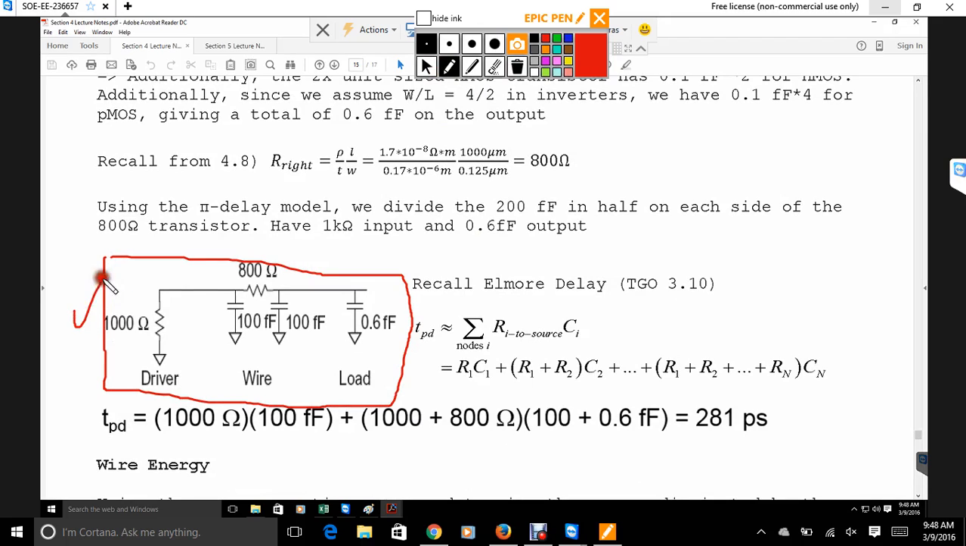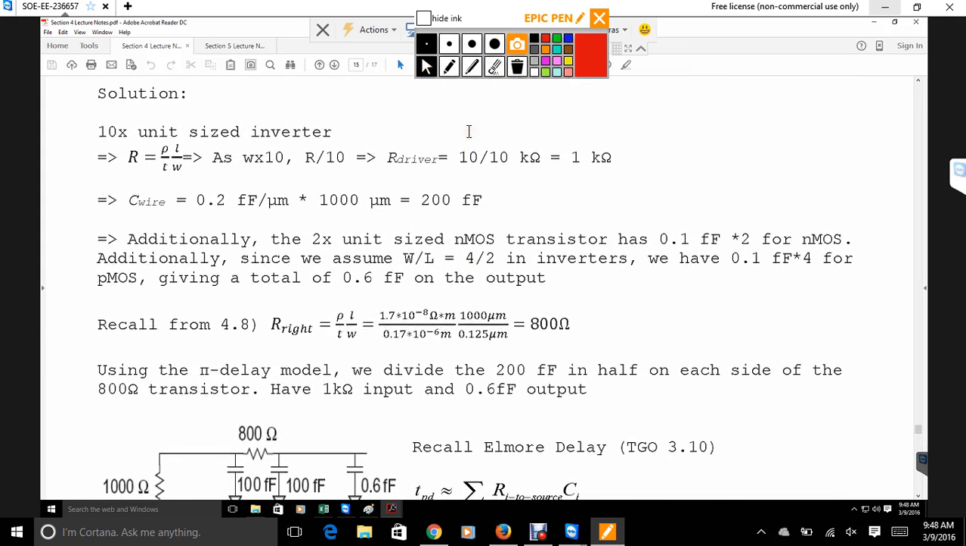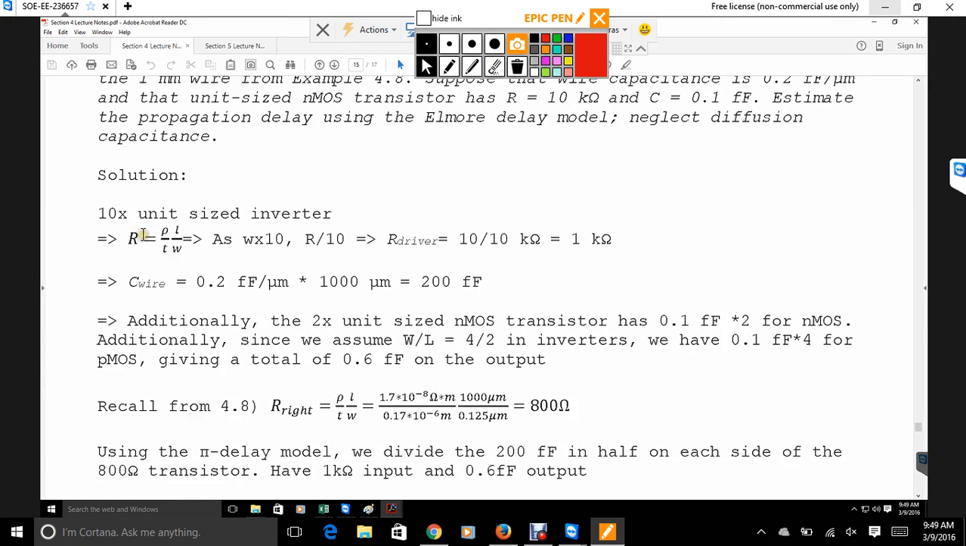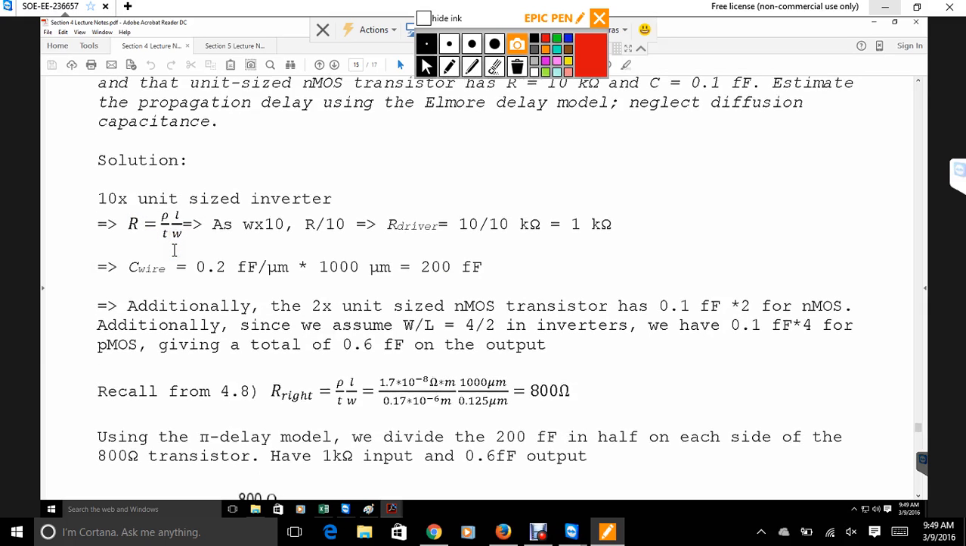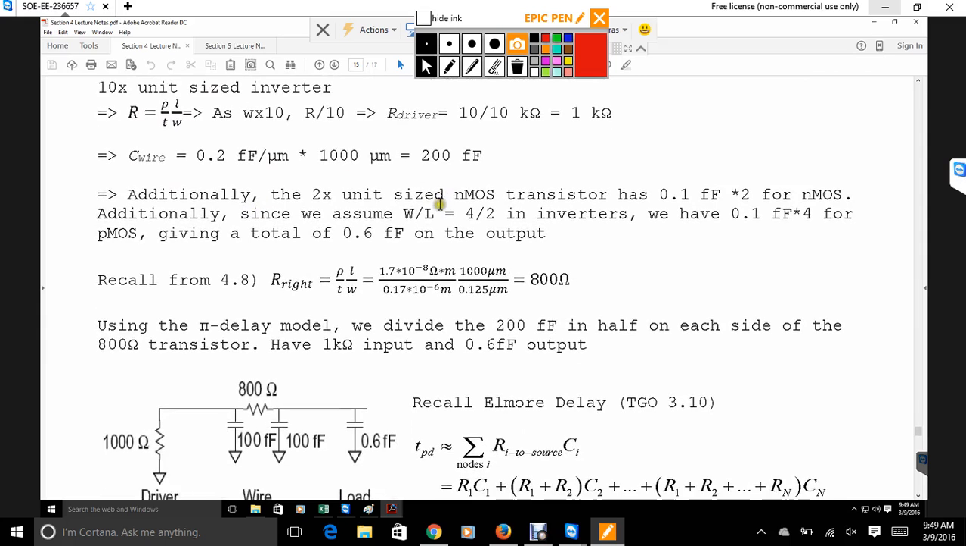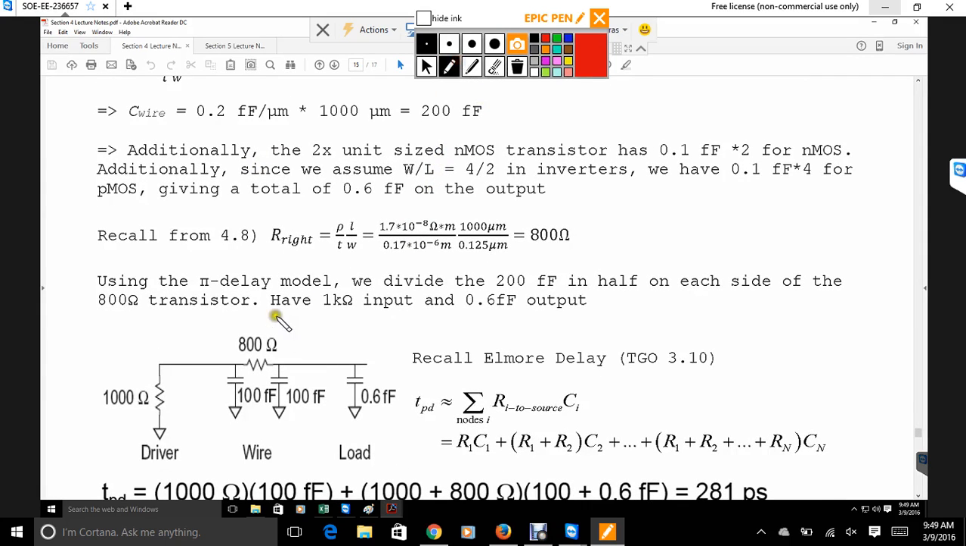So to review, the first thing we did is we calculated the input resistor. It was a 10x unit inverter. So we figured out, just to review, that was 10 kilo ohms. We divided it by 10 because, based on our sheet resistance, we were able to divide it by 10 because of the width. We found the capacitance of the wire. We divided it in half because of our pi model. So this is the wire.